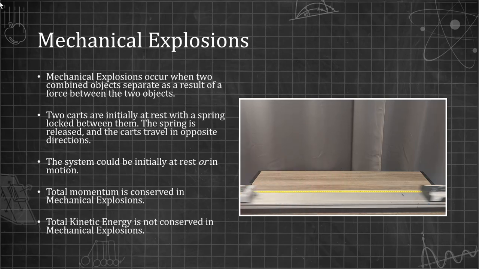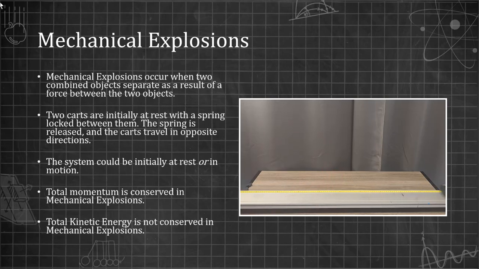So the system could be initially at rest, or these two carts could be moving stuck together and then something causes it to separate. Now, one big thing about mechanical explosions is that the total momentum is conserved in this explosion. So once again, for all of these examples we see, we have total momentum being conserved, and that's a result of only internal forces acting on the system.